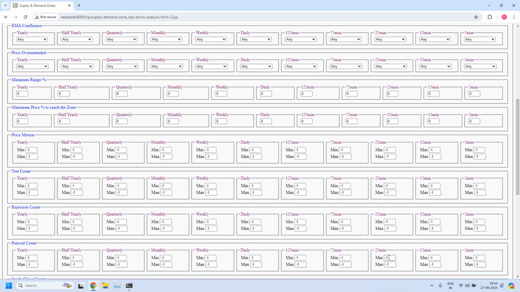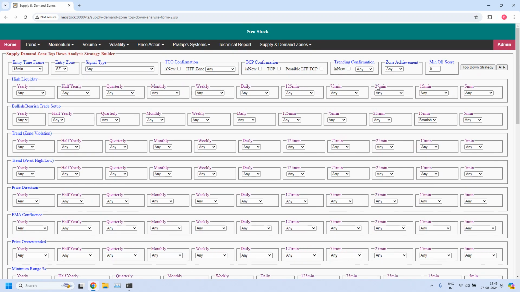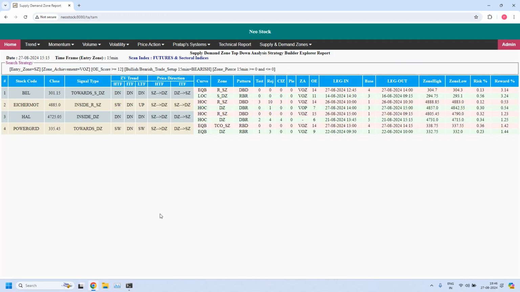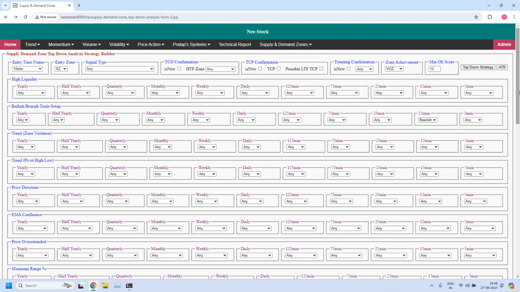So in the pierced count, 15 minutes time frame, minimum value is 0, maximum value is 0. And zone achievement is violated, opposing zone, minimum order enhancer score is 12. All the three filters are applied to 15-minute supply zone. Now let's filter the stocks. Only 4 stocks are filtered, and these 4 stocks are currently supporting bearish trade setup for daily income trade. Now let us verify any of these stocks are having confluence with ITF time frame, that is 15 minutes and 75 minutes supply zone confluence.